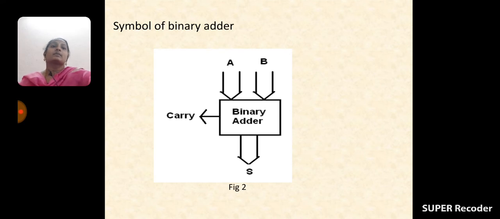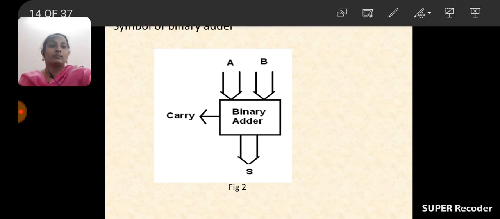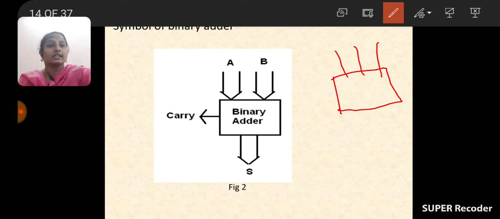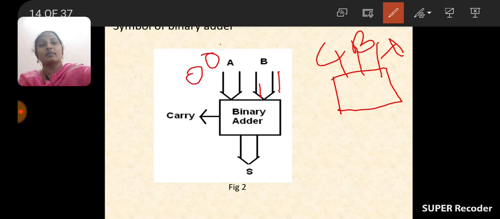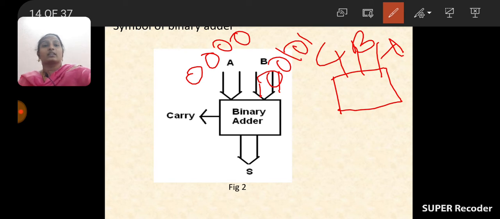And see here, this is the symbol of the binary adder. Compared to the full adder symbol, in a full adder or half adder it contains only a single line. Why? Because A, B, C are individual bits. Here A and B have multiple lines, meaning A is not an individual number and B is not a single number. A means a group of bits like 0, 0, 0. B also means a group of bits like 0, 1, 0. It has 3 or more bits. A is not a single bit, it is a group of bits. B is also a group of bits. That's why the bidirectional line is there, meaning A is not a single bit.